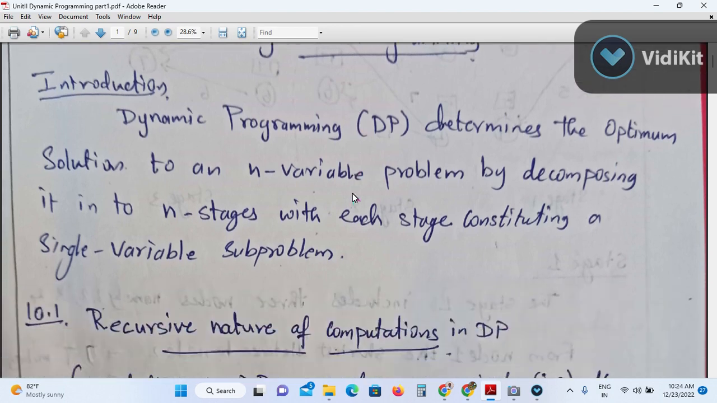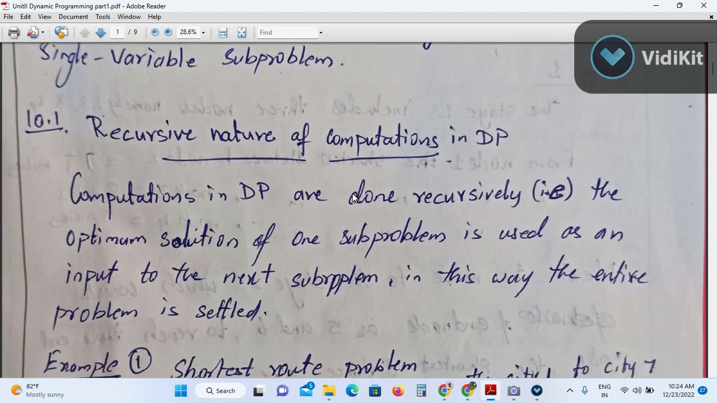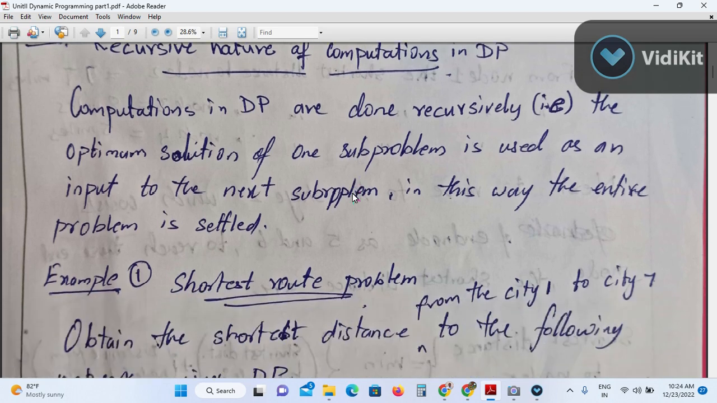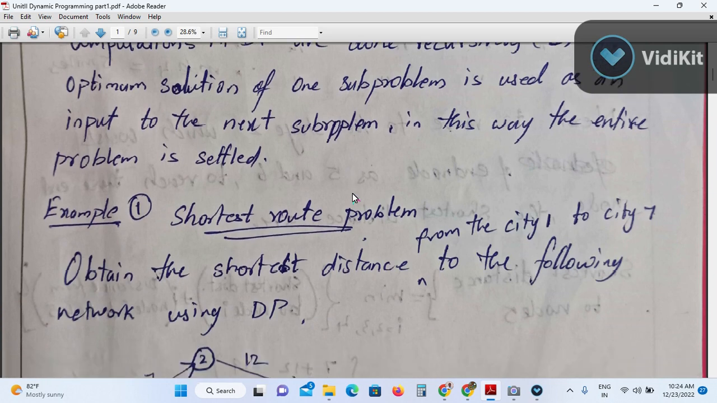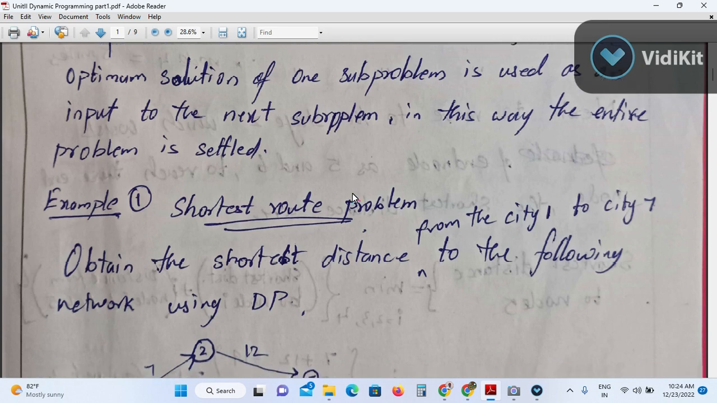So we'll start with one of the applications, the recursive nature of computation in DP, dynamic programming, shortly denoted by DP. Computations in DP are done recursively to obtain the optimum solution, where the solution of one subproblem can be used as input to the next subproblem. In this way, the entire problem is solved. One of the famous applications is obtaining the shortest route of a given network. So let's start with an example on this topic.